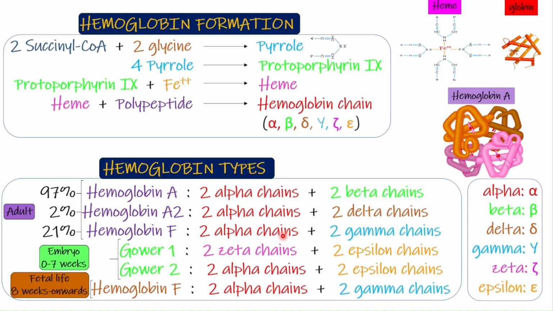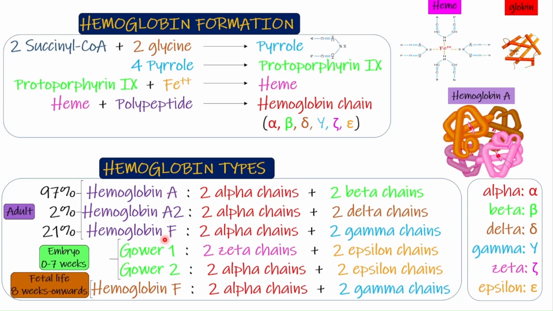It's very easy to memorize because in the adult life, all of them have 2 alpha chains. The difference is A has beta chains, A2 has delta chains, and fetal has gamma chains. GOA1 and GOA2 both have 2 epsilon chains, the difference being the zeta and alpha chains. This is how one hemoglobin molecule is made up of 4 hemoglobin chains.